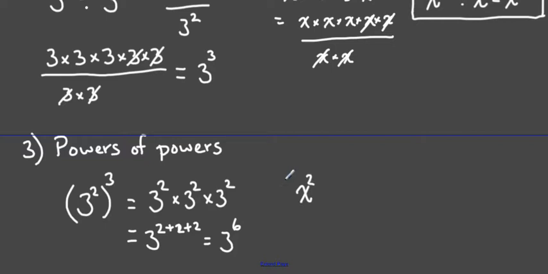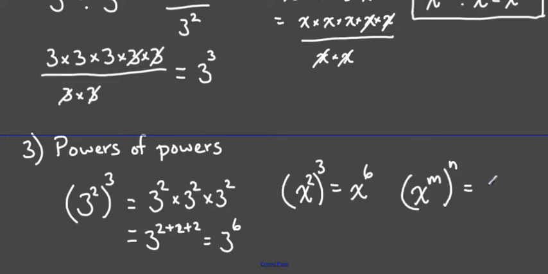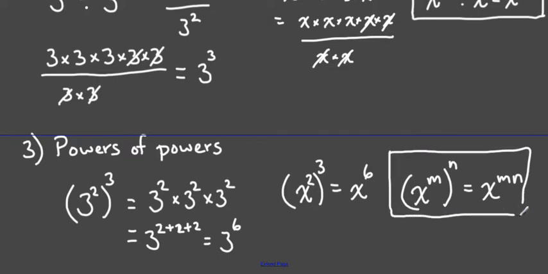So if I have x squared to the 3rd, then I can simply write 2 times 3, that's x to the 6th. So the general law is x to the m taken to the nth power is equal to x to the m times n. Just write the variables next to each other because that means multiplication. That's our 3rd law.